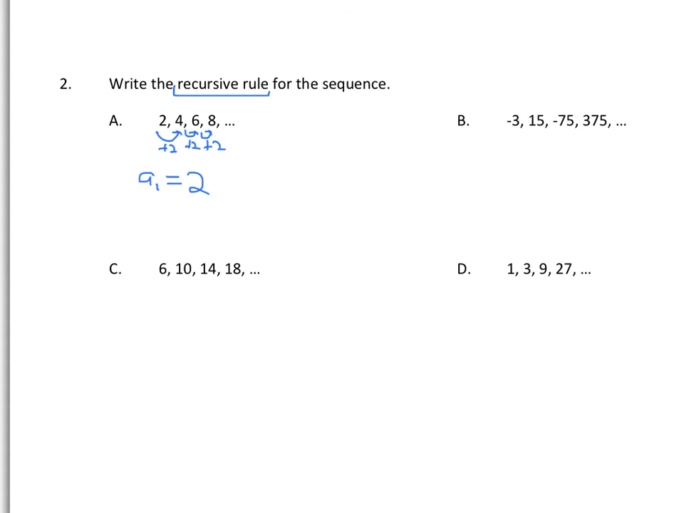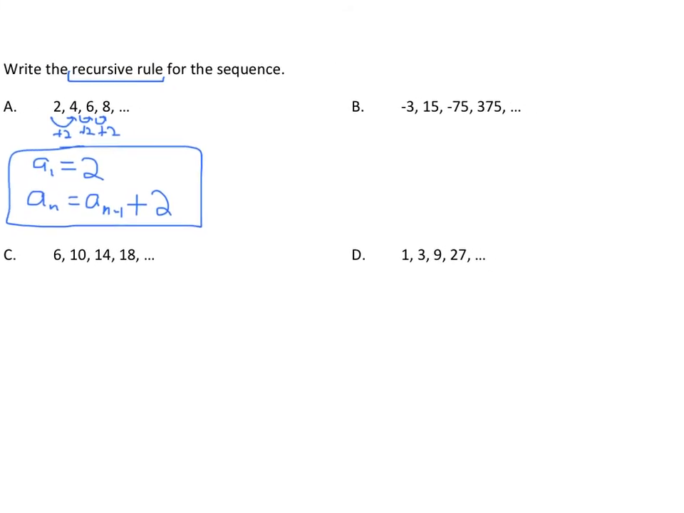Then the second term is 2 bigger, and the third term is 2 bigger than that. So the nth term is the previous term. Now remember the notation we used for the previous term. It is a sub n minus 1. And since we're adding 2, this is what I want to add 2 to. And there's our result. Both parts have to be there. Did I mention that you need to remember to write down the first term? That's important.